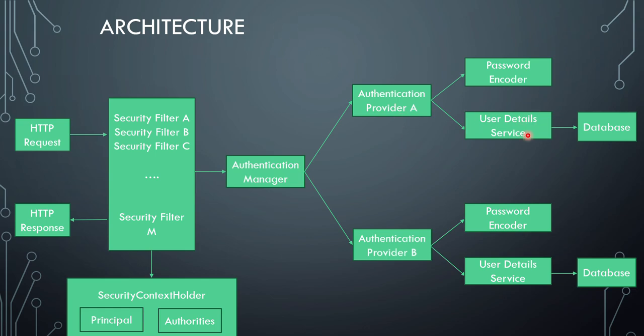The next component is the user details service. It is an interface which retrieves user details from the database, and basically it is used in conjunction with the authentication provider to obtain the details from the database. And we have another component, the password encoder, which is used to hash and verify passwords securely.